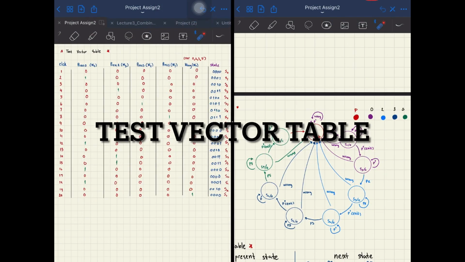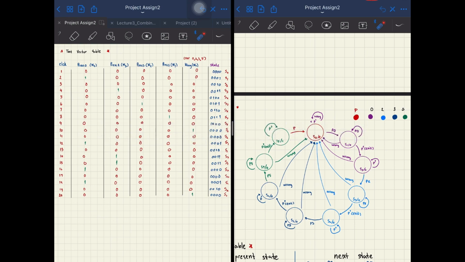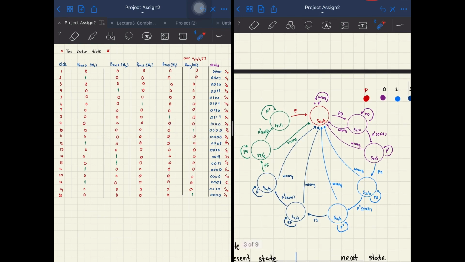So this is my test vector table to test the quadratic prime. So let's start. First, start at clock 1 here. At clock 1 I do nothing, so it's like P prime or P bar, P complement as well. So it will stay in state 0. Here is state 0. And clock 2 I press 0, or P0, press the 0 button here, right? It will transition me to state 1.